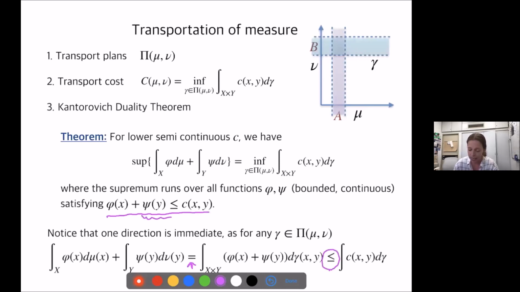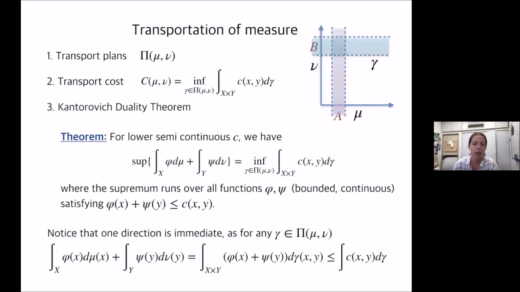Okay, so for any plan gamma, and for any phi and psi which satisfy this inequality, the left-hand side is less than the right-hand side. And the point is, of course, when do you actually have equality? Can equality be satisfied?